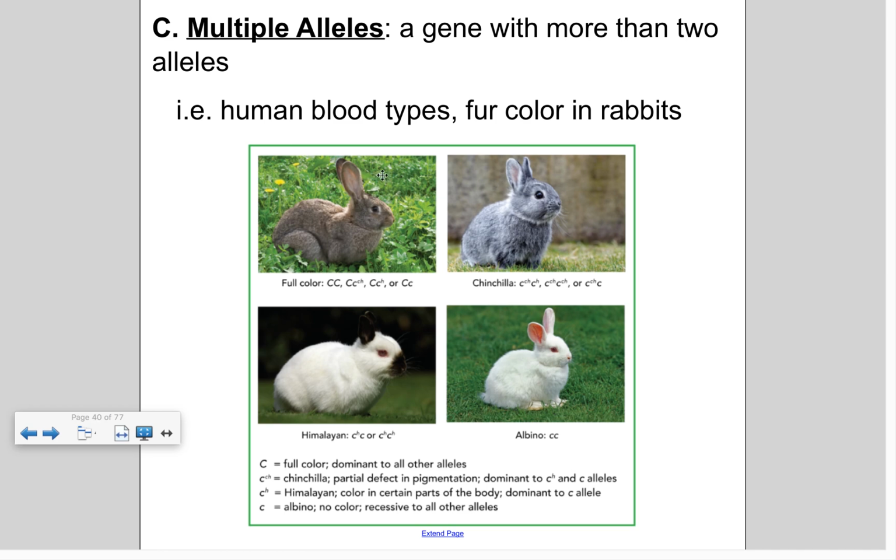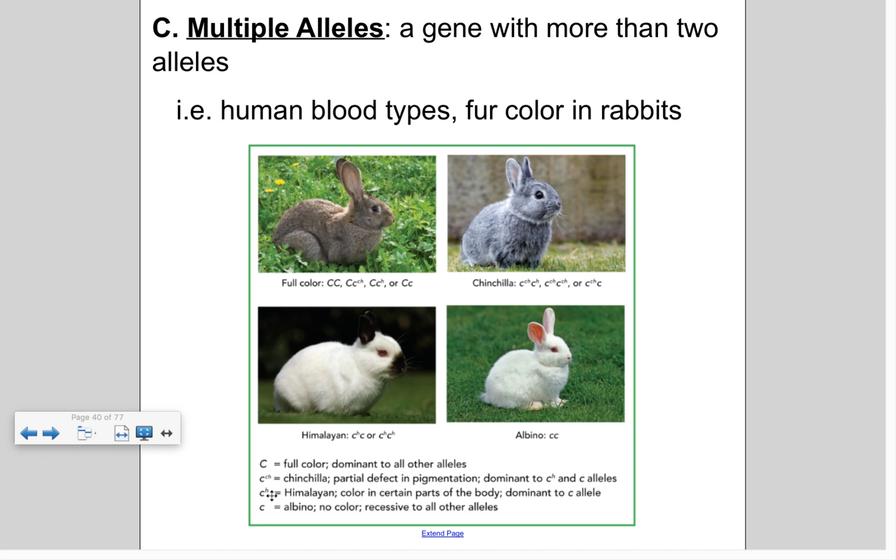You also have multiple alleles, a gene that has more than two alleles. So human blood types, we actually have three alleles, I^A, I^B, and little i. Fur color in rabbits, we actually have four alleles. And you can see that they're down here. Big C is basically dominant to all the other alleles. Little c^ch is for chinchilla. It's a partial defect in pigmentation. It's dominant to c^h and c alleles.